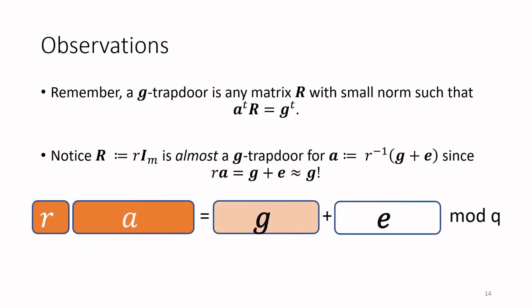Now just some observations. If you recall, a G-Trapdoor is any matrix that, when you multiply by it on A, you get the gadget G. You'll notice that this short element R here is almost a G-Trapdoor in the case of iNTRU. So what that means is that if you just multiply each entry here by this polynomial R mod Q, you get the gadget plus some small error.